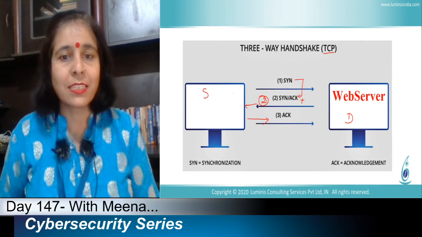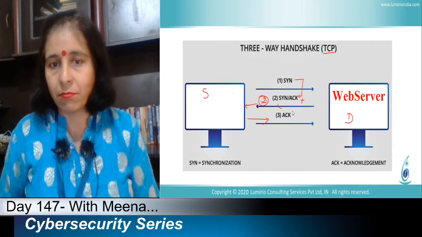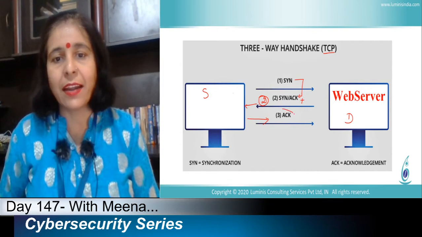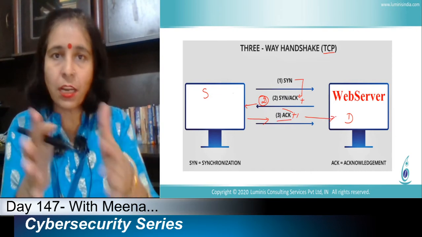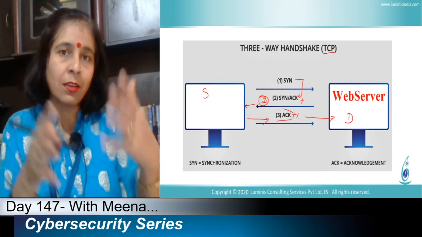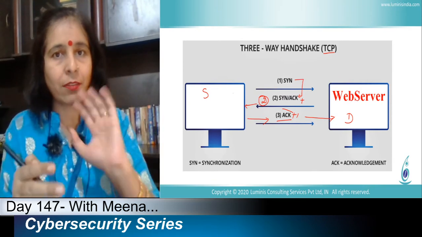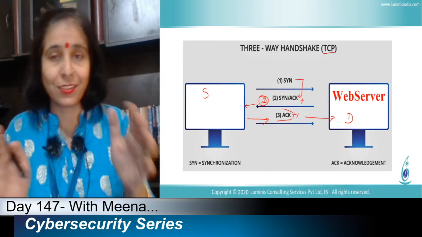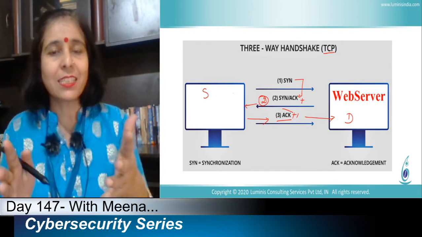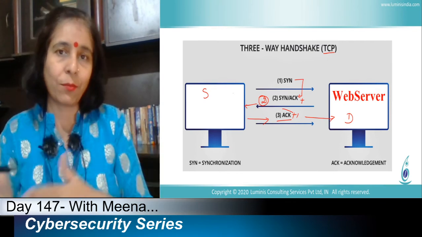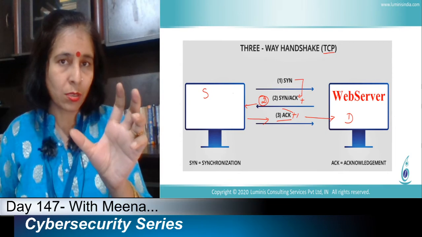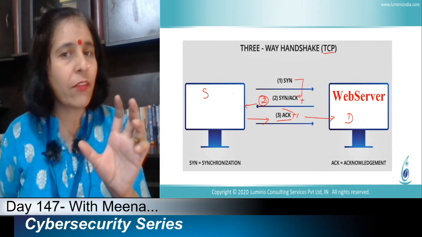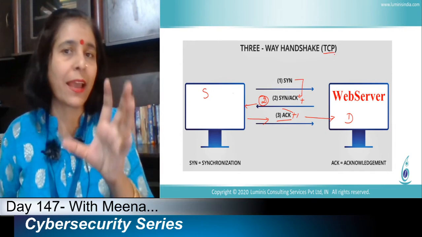Similarly, whatever SYN number was sent by the server, it will add 1 and send back to the server. So this is the three-way handshake. Before transmission happens, they say hello, hi, how are you? They are just confirming that the other side is ready for communication. Now an attacker can also use this three-way handshake to perform an attack.